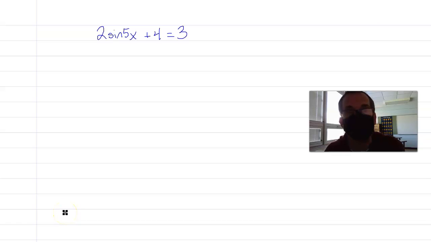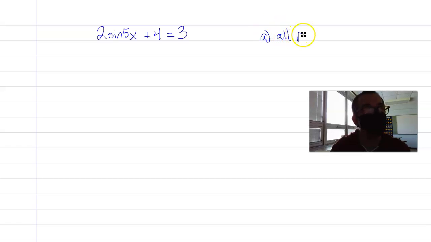All right, my friends, so we're going to look at this multiple angle example. I know it's multiple angle because of the 5x. And we'll do two things. We'll do all real solutions, and then we'll also do solutions just between 0 and 2 pi.